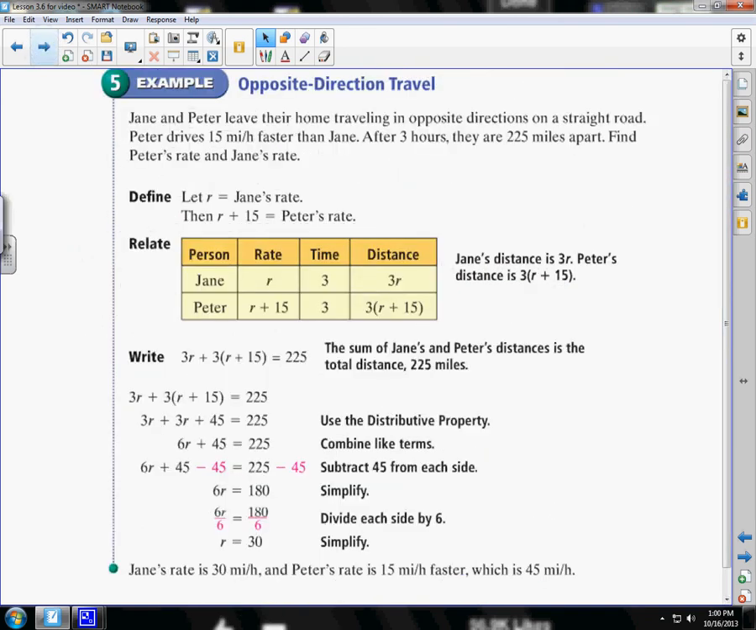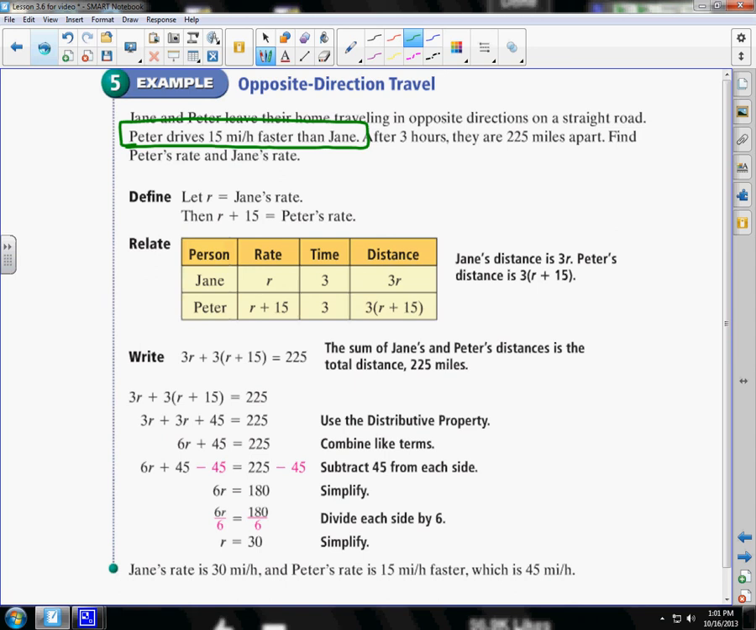All right, Jane and Peter leave their home traveling in opposite directions on a straight road. Peter drives 15 miles per hour faster than Jane. After 3 hours, they are 225 miles apart. Find Peter's rate and Jane's rate. So r equals Jane's rate. And they chose r because it says Jane and Peter leave their home in opposite directions on a straight road. Peter drives 15 miles per hour faster than Jane. So they related Peter to Jane, so Jane has to be the r.